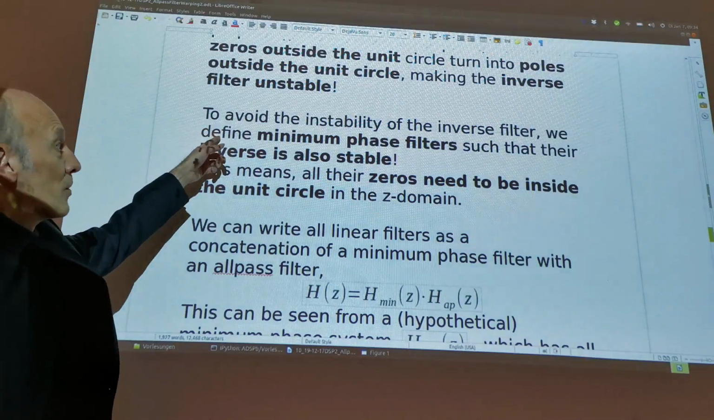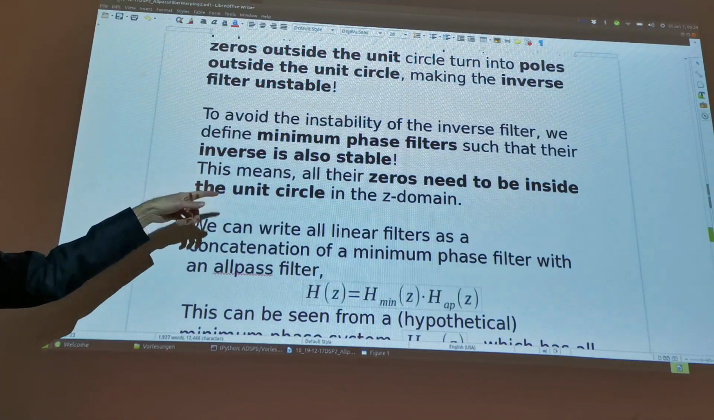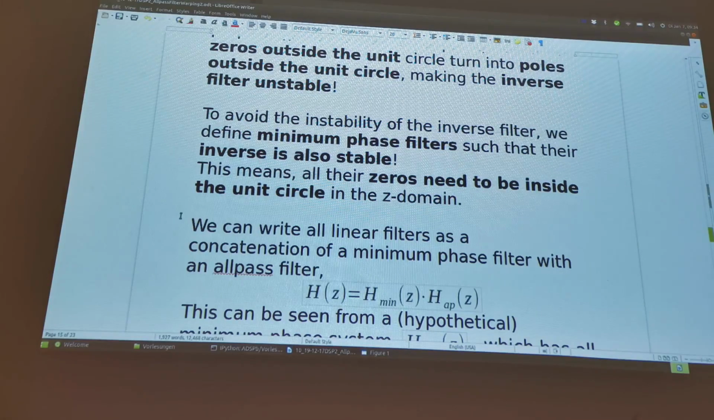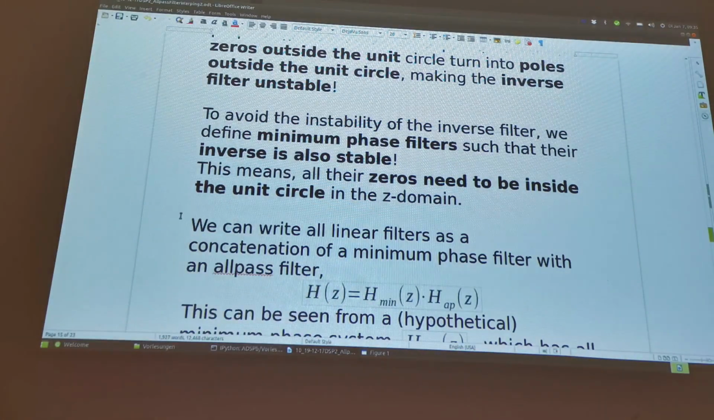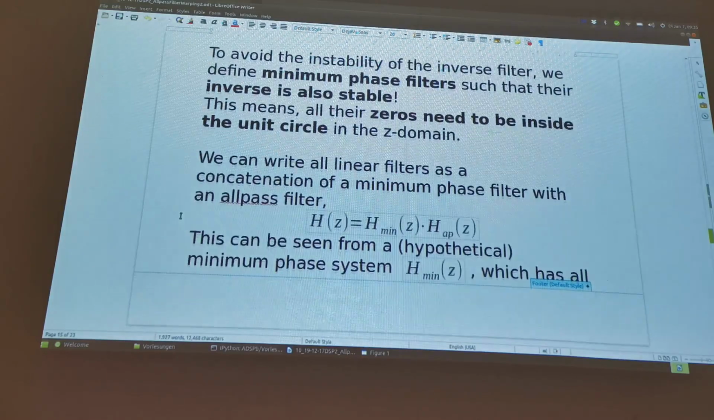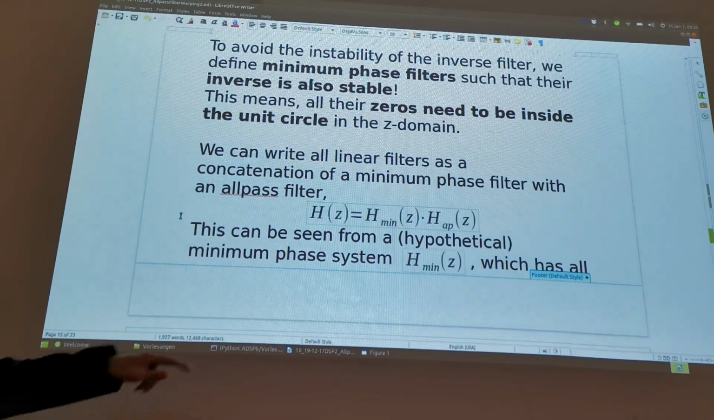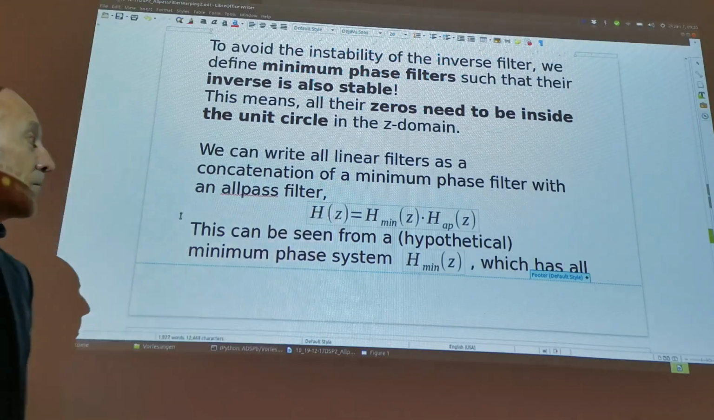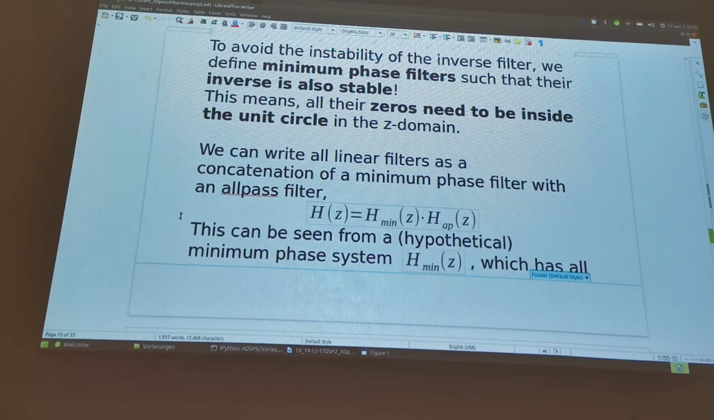Yeah, so to avoid the instability of the inverse filter, we define minimum phase filters such that the inverse is also stable. Right? And that means all their zeros need to be inside the unit circle. So basically, the goal is to have the same magnitude response, but a stable filter, right? Different phases. Yeah, so we can write all linear phase filters as a concatenation of a minimum phase filter with an all-pass filter. So now we actually use this effect which I just mentioned. All-pass filters have poles inside the unit circle. Right? And now we can write this linear phase filter as a minimum phase filter times an all-pass filter. So the all-pass filter already has zeros outside the unit circle, but poles inside the unit circle.